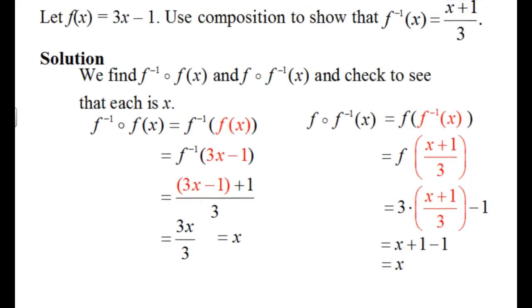Here's how the author worked through that last example. The important thing is your conclusion. Yes, you're proving to me that these are inverses, because when you check the composite functions, they both equal x.